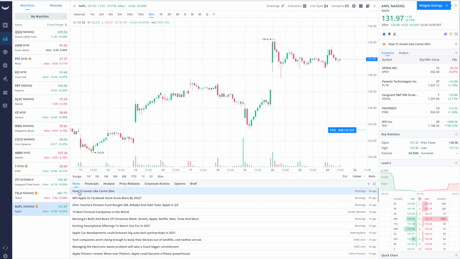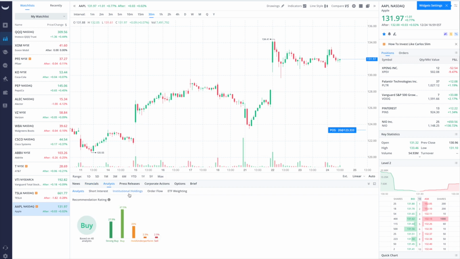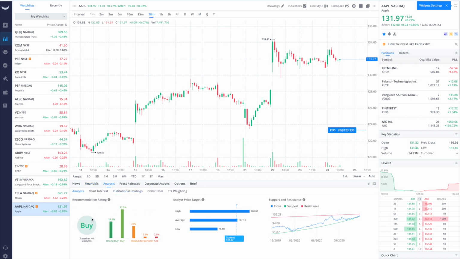And then for here, the news, you have your news for this stock. So Apple right here. Your financials are right over here. So income statement, balance sheet, cash flow is all over here. Analysis, and then it shows you recommendations, but take this with a grain of salt when you're looking at each stock. So based on 40 analysts, buy, it's a good buy for them, but take it with a grain of salt. Don't use this alone.